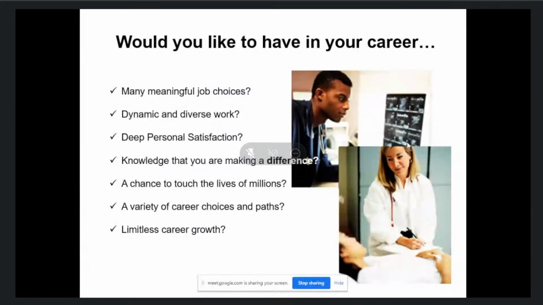Would you like to have a career with meaningful jobs? There are a ton of jobs available for people who have cancer-related skills, whether they are from bioinformatics or biotechnology. Biotechnology people will have wet lab analysis and those types of skills.